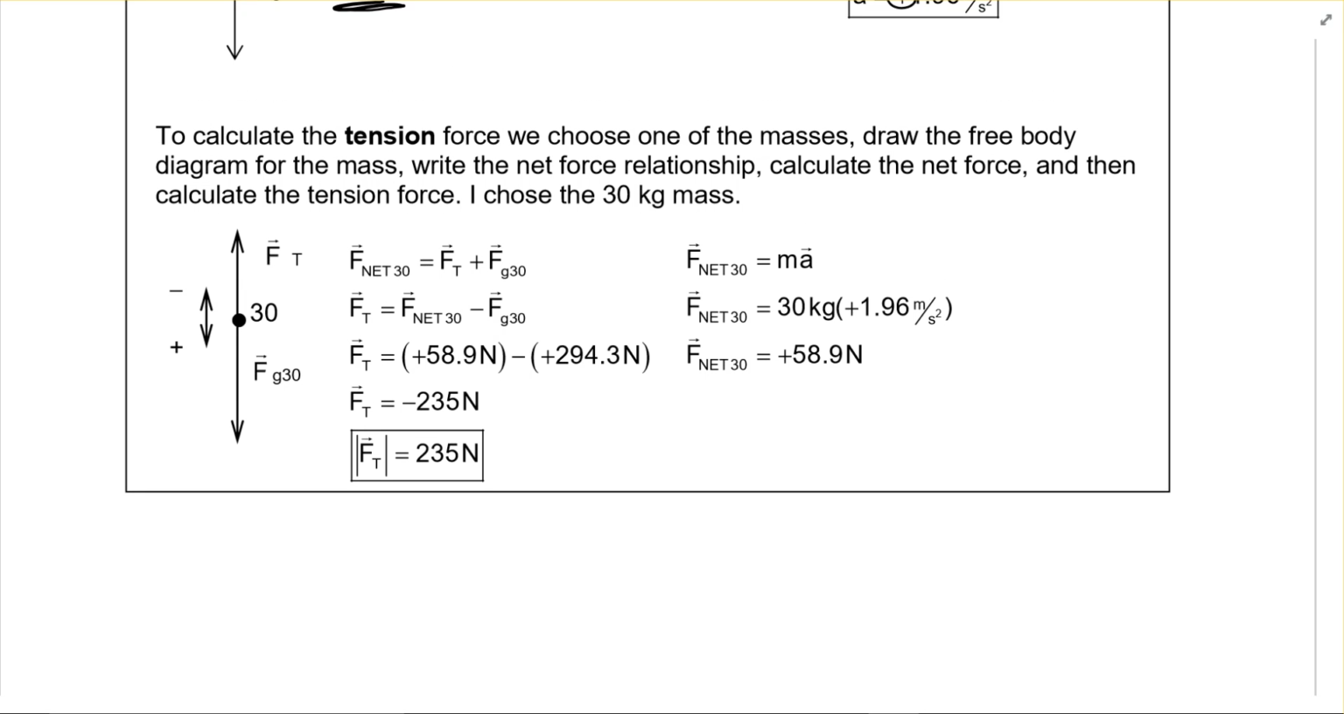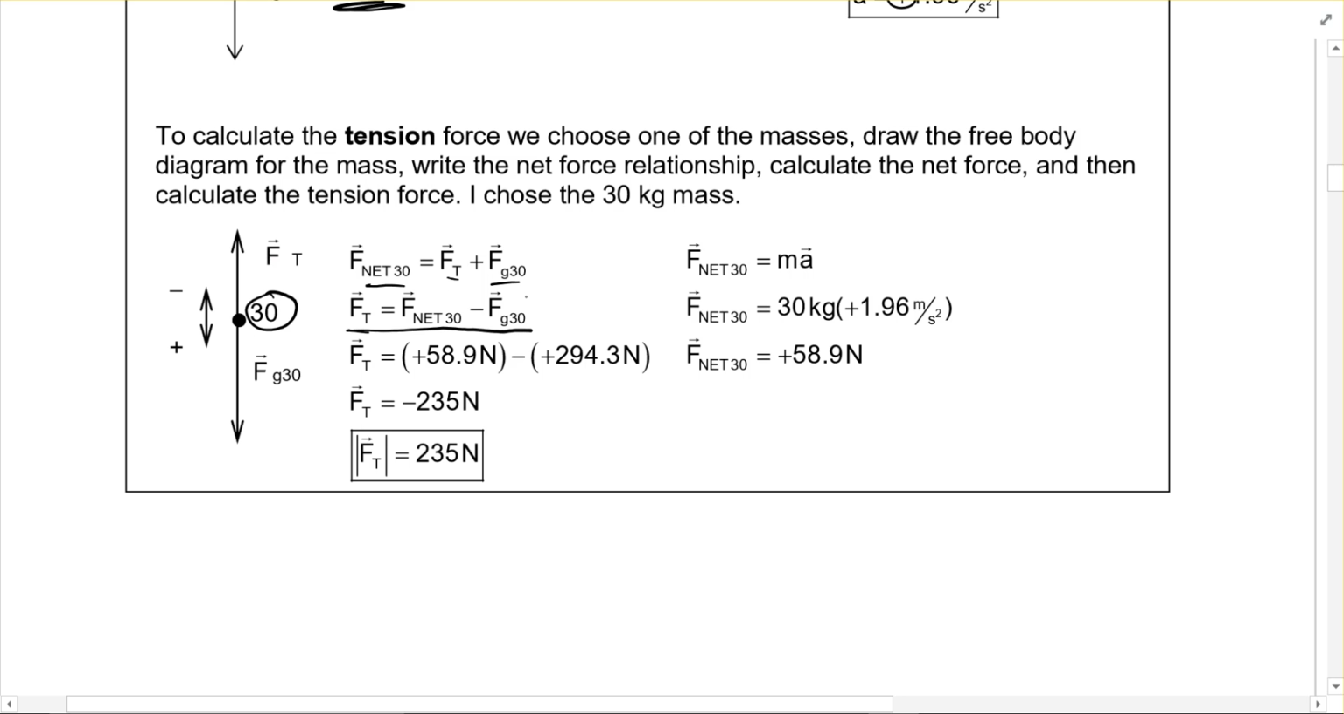Okay, so then just looking at that, we're looking at just the 30 kilogram mass. The net force of just the 30 kilogram one is going to be the tension plus the force of gravity pulling down. Rearrange this for tension, and you're going to get a formula that looks like this.